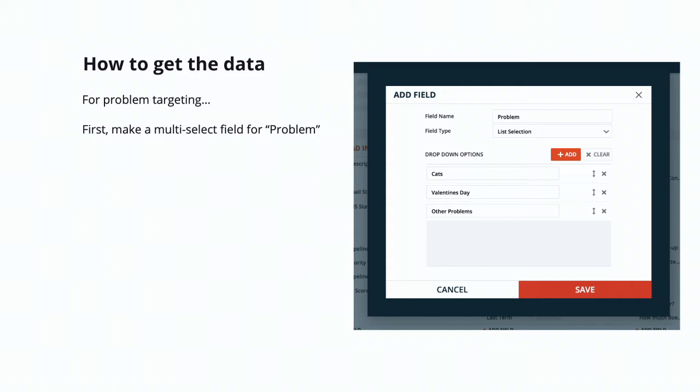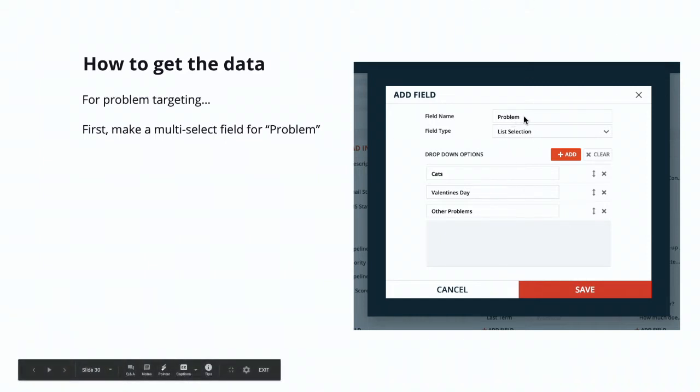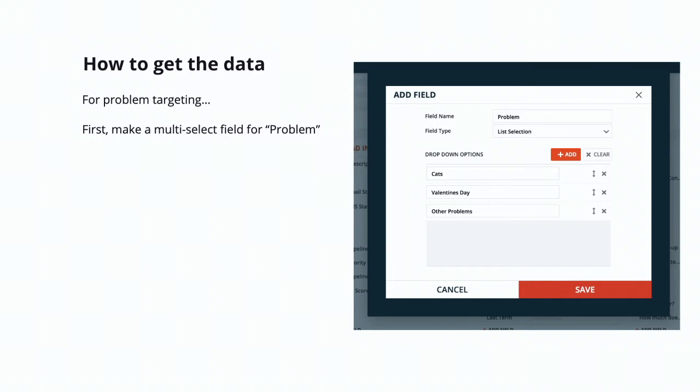I suggest that you make that a multi-select field, and that's a field type. So if you go into your field editor in contacts, you create a new field, and select this field type. It says list selection here. Name it problem or problem they have, and then just add the various problems that your audience might have. They might have a problem with cats, they might have a problem with Valentine's Day, they might have other problems. You never know, right? Headaches, lower back pain, whatever. So that's what I would do. Pretty simple. You're just creating a place where you can store the problems they have.